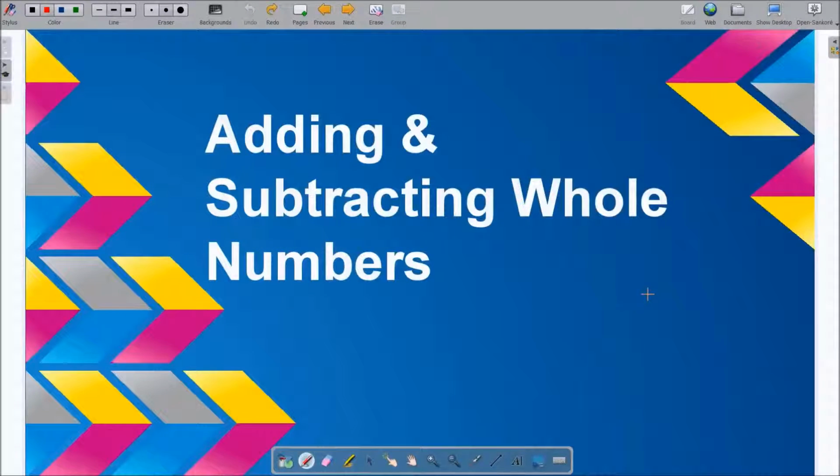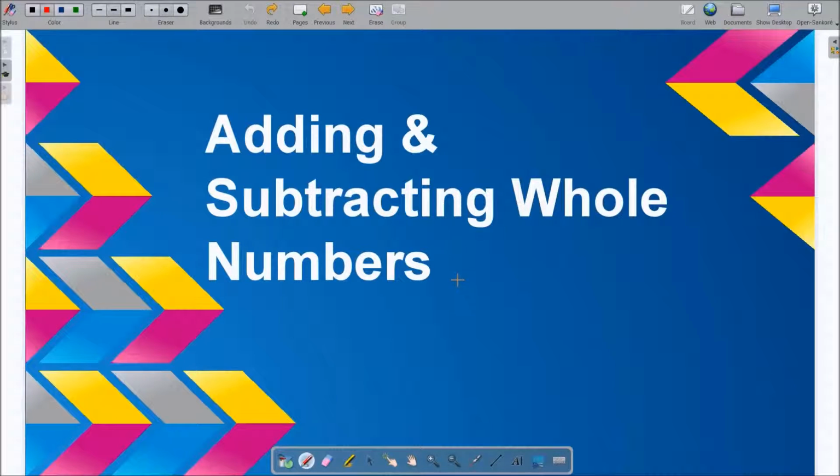Diving right into the lesson now, we're going to be focusing on adding and subtracting whole numbers. A lot of you, this is going to be a review, and I'm sure there are a lot of people out there saying, I don't need to know how to do this, I can just use a calculator. Well, there are two very important reasons why I am still going to go over this.